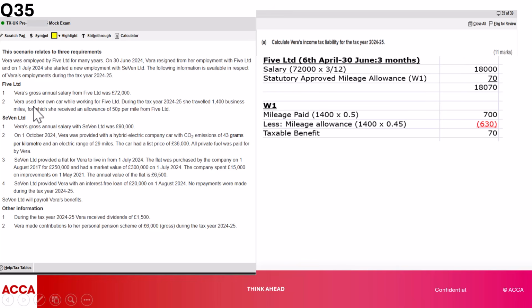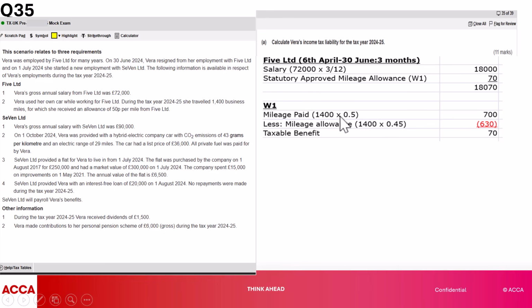Then in the second point, we're told Vera used her own car while working, and therefore she traveled 1,400 business miles for which she received an allowance of 50p per mile. So she received from her former employer 50p per mile on the 1,400 miles, and 50p per mile is 0.5 pounds. So we used the statutory approved mileage allowance to compute this, and we realized she received more than what she should have because by law, for the miles that she's traveled, she should have received 630.